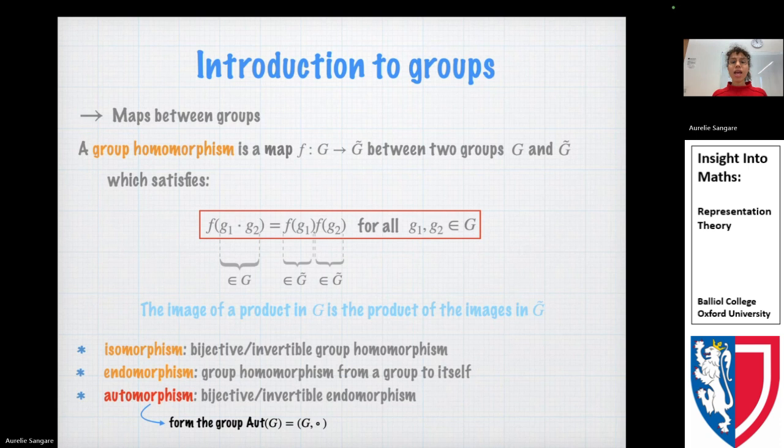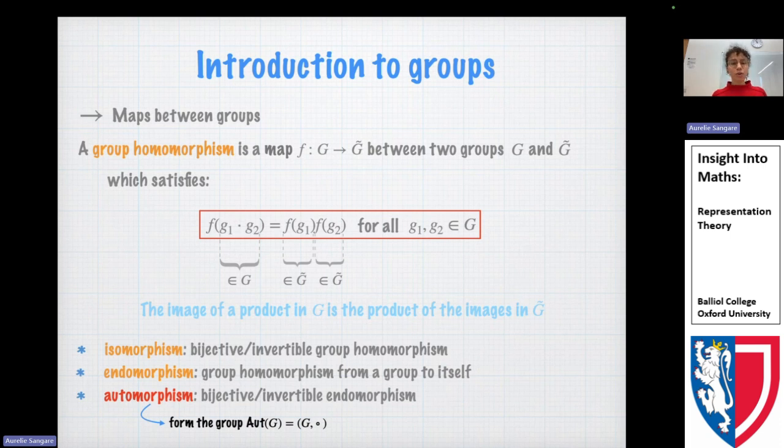And now for some special types of group homomorphisms, if your group homomorphism f is bijective or invertible, then we call it a group isomorphism. If your group homomorphism is such that it goes from a group G into the same group G, so in your definition of a group homomorphism, G tilde is equal to G, then we call it a group endomorphism. And finally, if your group endomorphism is bijective or invertible, then we call it a group automorphism.